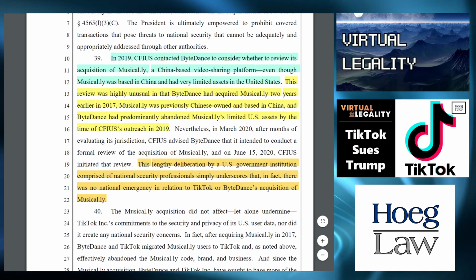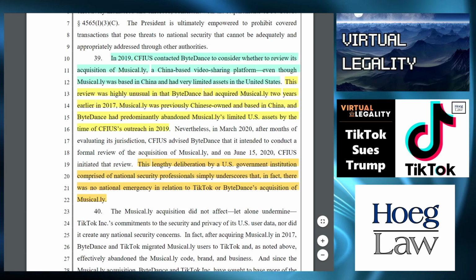TikTok continues. In 2019, CFIUS contacted ByteDance to consider whether to review its acquisition of Musical.ly, a China-based video sharing platform, even though Musical.ly was based in China and had very limited assets in the United States. This review was highly unusual, and I agree here, in that ByteDance had acquired the company 2 years earlier in 2017. It is rare for the U.S. government to go back and say, okay, that transaction that happened 2 years ago, let's take another look at that. Musical.ly was previously Chinese-owned and based in China, and ByteDance had predominantly abandoned Musical.ly's limited U.S. assets by the time of CFIUS's outreach in 2019.